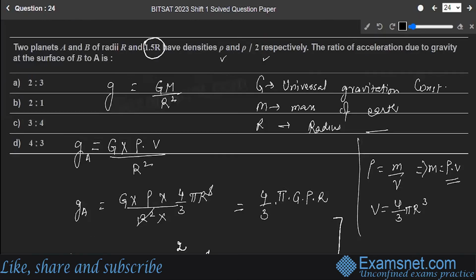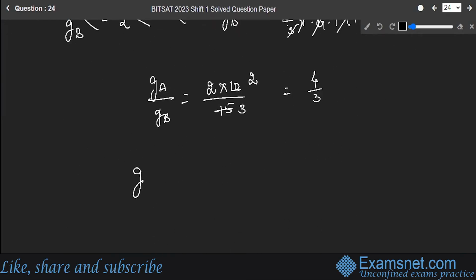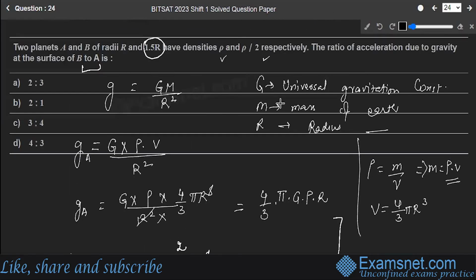Or what do you have to find out? Density of B is half of A. So you had to find out gB upon gA. This is equal to 3:4. This is the answer. Let's check with the options. 3:4. This is option C. Hope you understood that. Let's move to the next question.